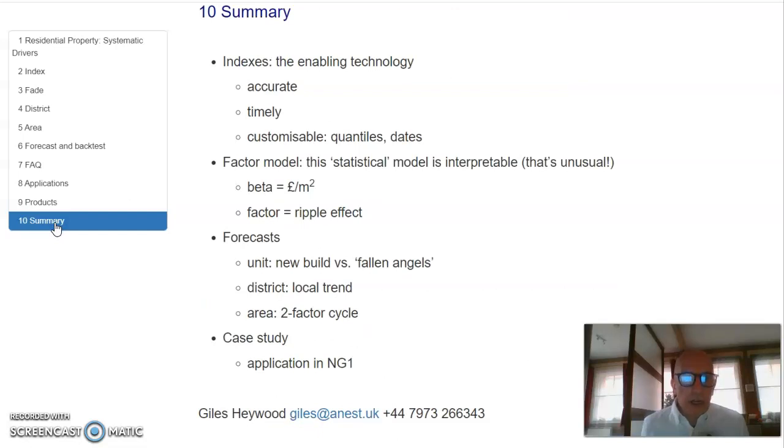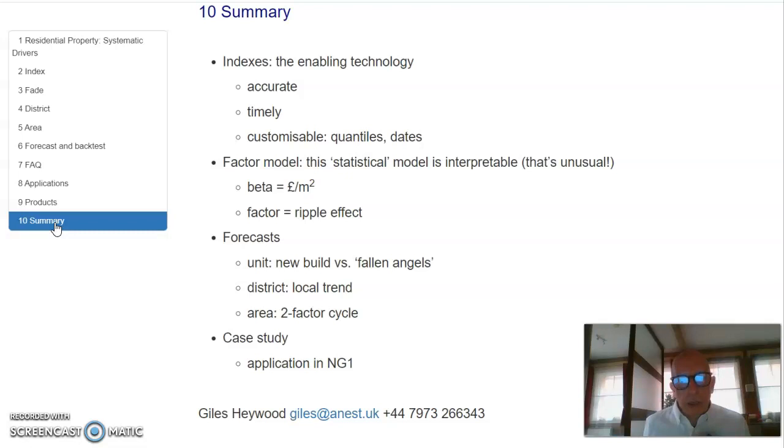So in summary, we've got the indices. They're the enabling technology. We've shown they're accurate. They are timely. They're customizable, which is key, so we can focus on quantiles, spreads, dates, and we can choose the date bins to emphasize the trends. Factor model: it's a statistical factor model, so-called, and it's unusual that it's really easy to relate it to fundamentals. Believe me, it's unusual. Beta is that arc in price per square meter, and factors are the ripple effect.